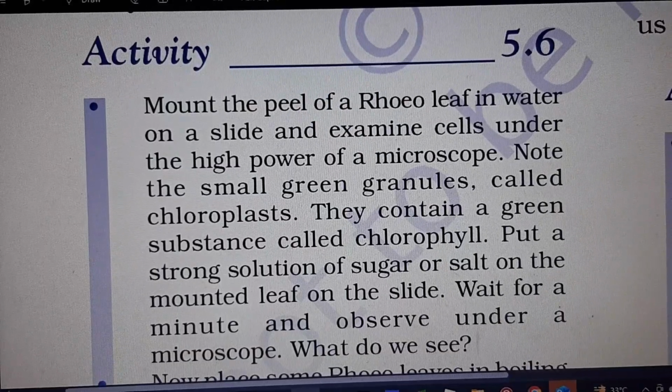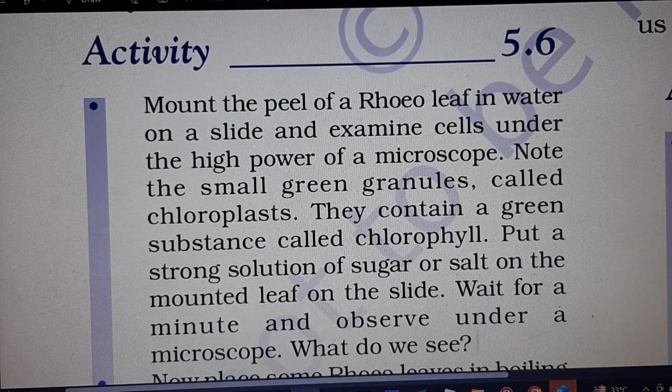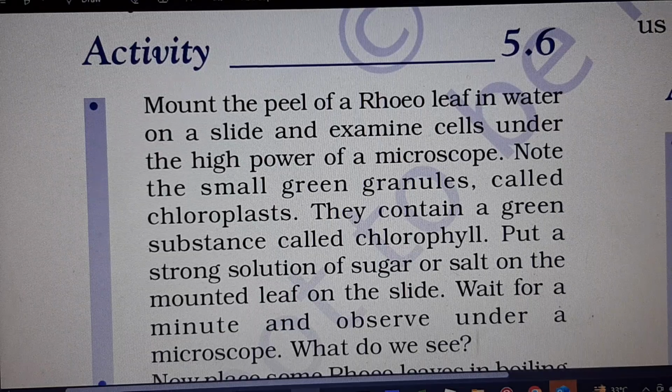Mount the peel of a Rhoeo leaf in water on a slide and examine the cells under the high power of a microscope. Note the small green granules called chloroplasts. They contain a green substance called chlorophyll. Put a strong solution of sugar or salt on the mounted leaf on the slide. Wait for a minute and observe under a microscope.